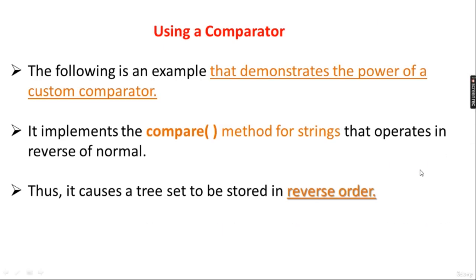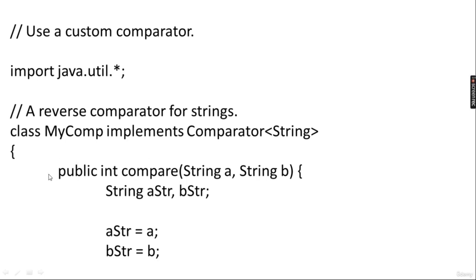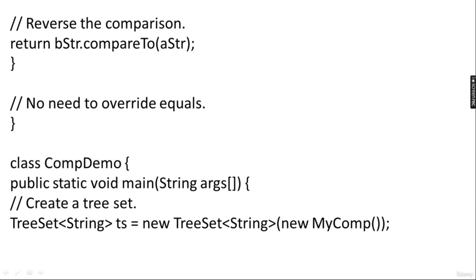Now we have introduced the comparator. Now we will see how to use a comparator. The following is an example that demonstrates the power of a custom comparator. It implements the comparator for strings that operates in the reverse of normal. It causes the TreeSet to be stored in reverse order. So this class, my custom class, implements the comparator for string. public int compare(String a, String b) is the overridden method. Reverse the comparison: return b.compareTo(a).